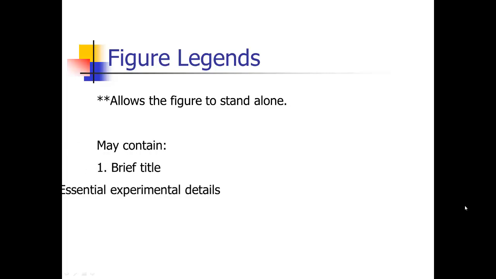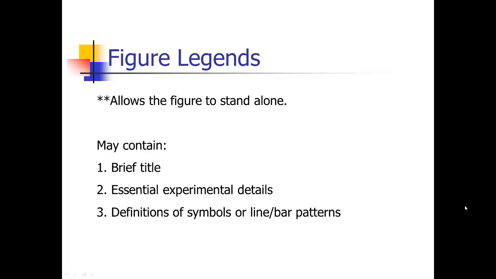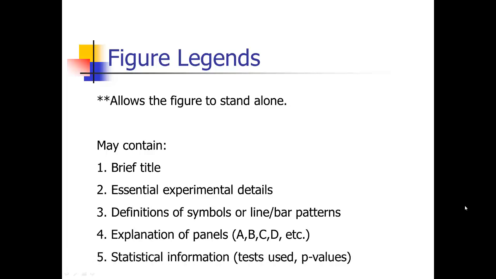Of course, all of your figures will have a legend, and again, you need that legend so that the figure can stand alone. So it's got to contain a brief title and essential experimental details so that the reader doesn't have to go back and read the main text. This is where you're going to define symbols and line or bar patterns to say which group is which. Hopefully you make those easy on the reader. Or you might explain what's in each different panel, if you've got a series of panels, which is often the case. Then it's where you put the statistical information: what test did you use, and what were the p-values if you're doing statistical comparisons.